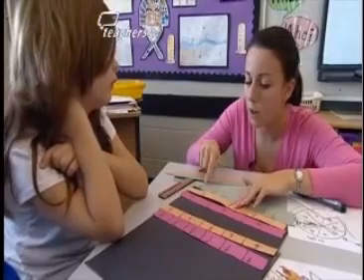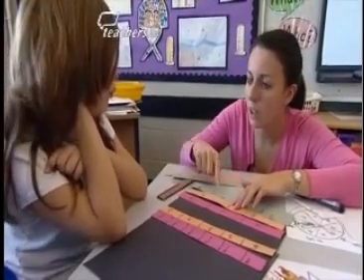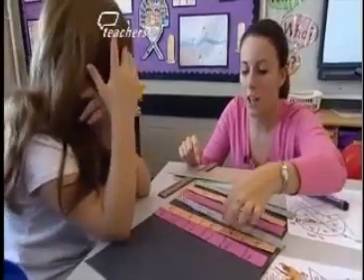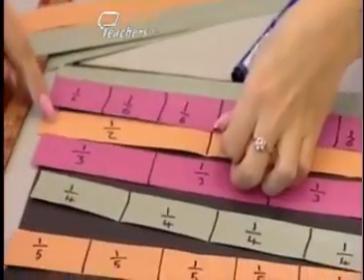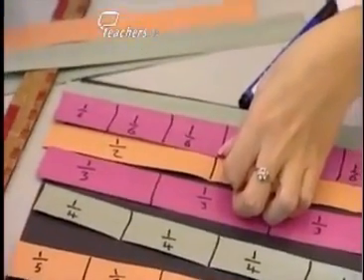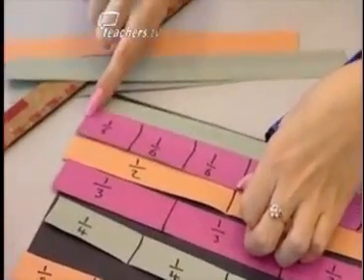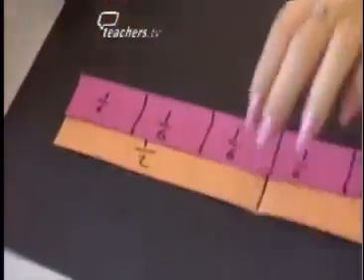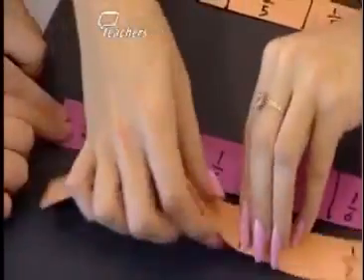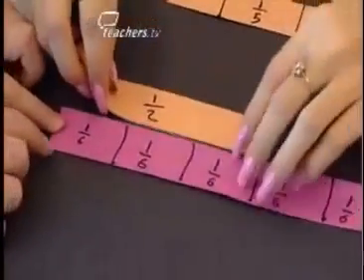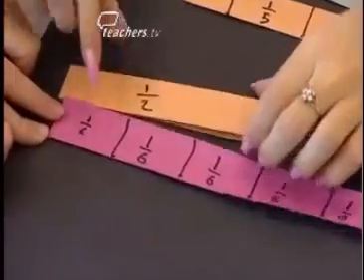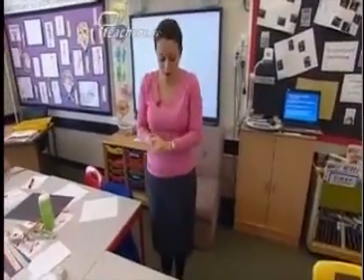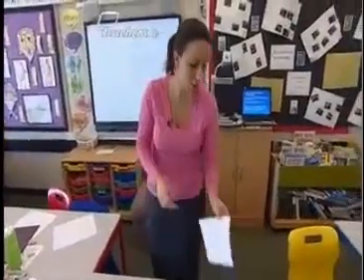1/2 is the same as what? What have we got here, Josh? 2/4. Fantastic, excellent. If we try another one, 1/2 is the same as 1/6. Oh, 1/6. This little bit. 2. How many is there? 3. Josh, look carefully. 3. This is 1/2. 3/6. 3/6, excellent.